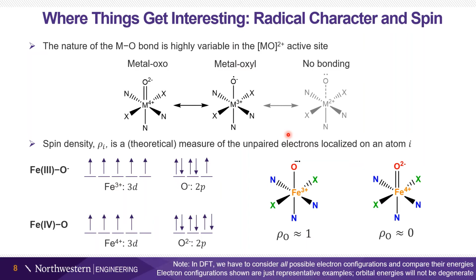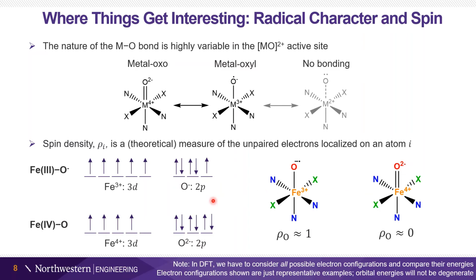Now, one property of interest that I wanted to probe using the density functional theory calculations is this idea of spin density, which is a measure of the degree of radical-like character centered on a given atom. So, for instance, if we take a look at the iron(III) oxyl species and an iron(IV) oxo species, the spin density on the oxygen atom in the oxyl radical is formally 1. There's one unpaired electron localized on that atom. Whereas for an iron(IV) oxo species, formally there would be a spin density of 0 localized on that oxygen atom. There's no radical center there.